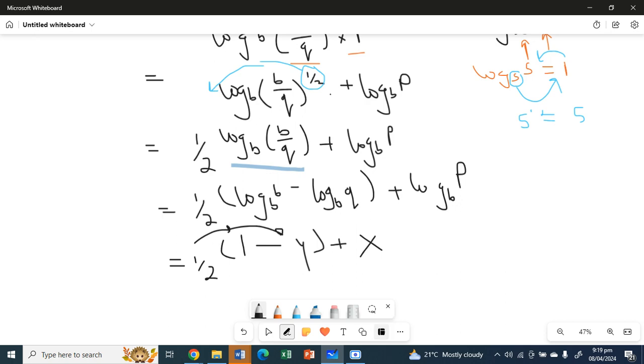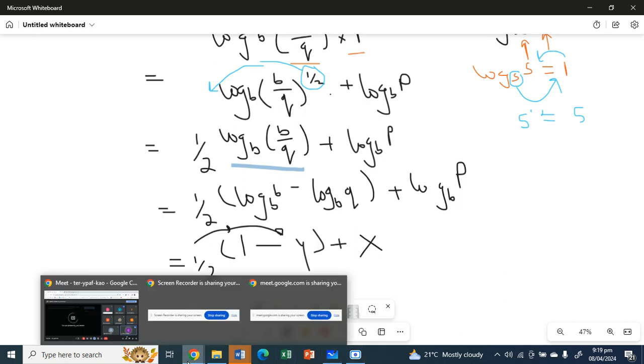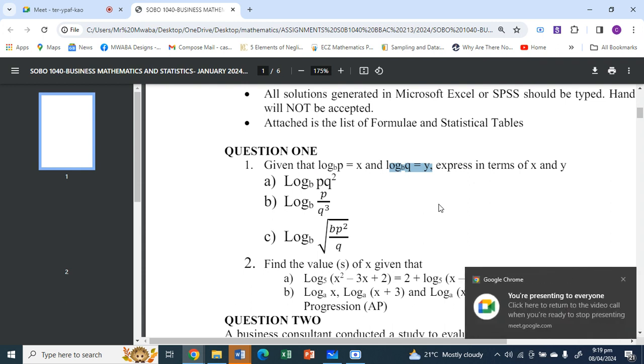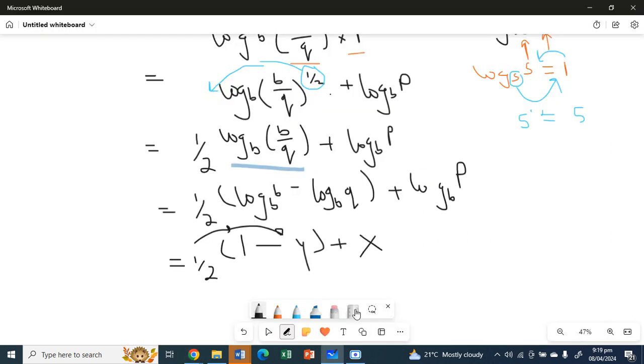No, because the question has clearly told you here that log_b p is x and log_b q is y. So if you do that, you are going to get your answer wrong. Okay.